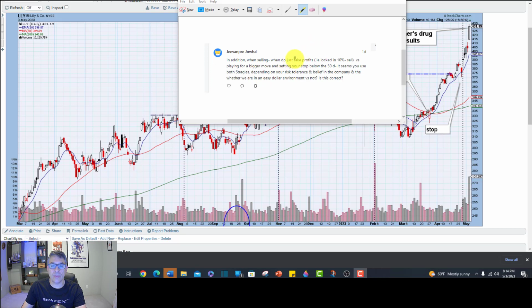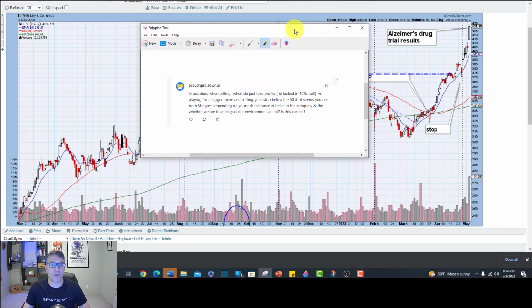When to just take profits, lock in 10% and sell, versus playing for a bigger move, setting your stop below the 50-day. It seems you use both strategies. So this is an art, not a science. I can't give you a black and white answer, but the weaker the market, the more quickly I take profits, and the larger percentage that I take.